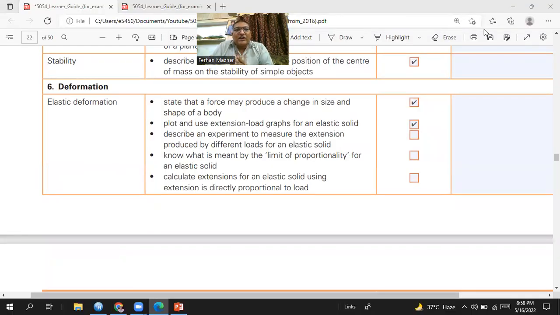So the extension load graph: on the y-axis we have extension, and on the x-axis we have load, weight, or force. Okay. Whenever you plot this graph, you will observe in our course that the extension and the load are directly proportional to each other. If two quantities are directly proportional, their graph has a positive gradient. It's a straight line and it passes through the origin. So it's very important that the shape of the graph is a straight line whose gradient is constant and it passes through the origin.